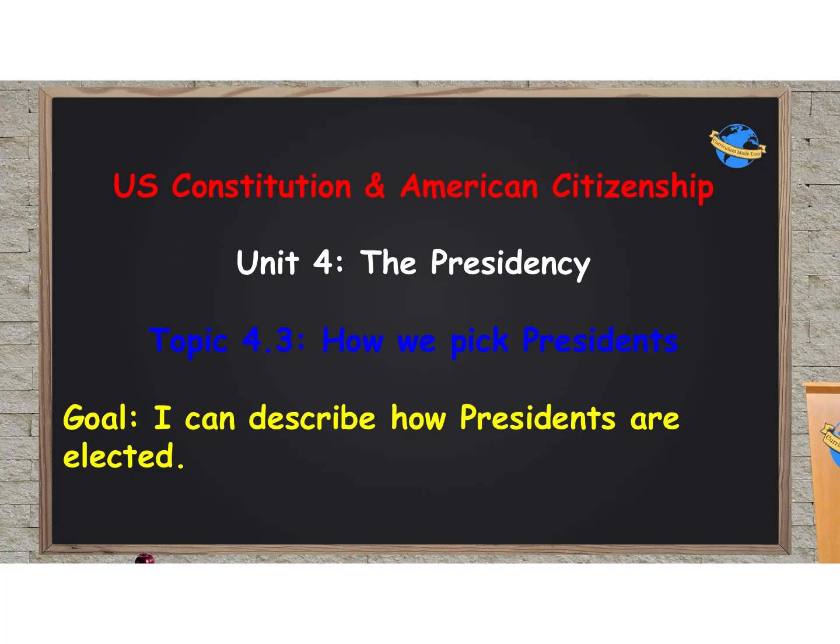Welcome to topic 4.3, how we pick our presidents. The goal for today is for you to be able to walk away being able to describe how we actually elect our presidents. And a quick spoiler here, it's not as simple as just whoever gets the most votes wins. Well, that's true, it's not the votes you think.